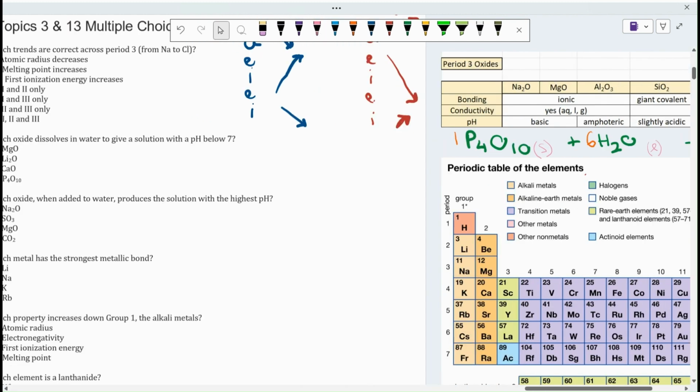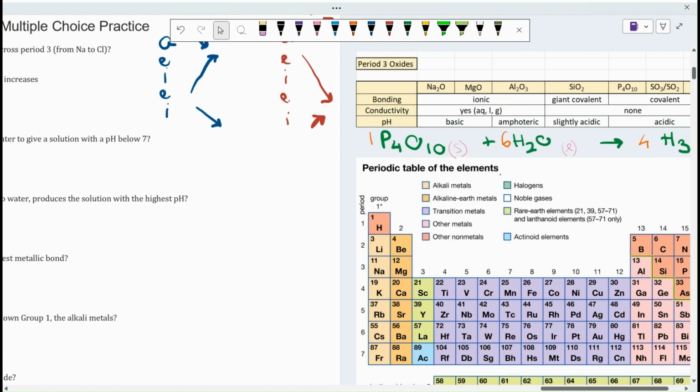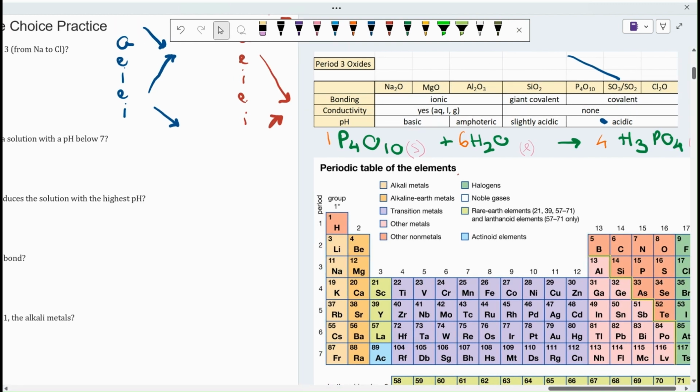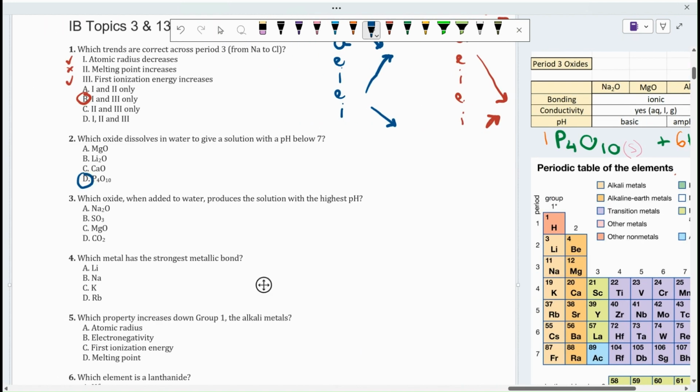But coming back to the question, which one dissolves in water to give a solution with a pH below 7? We're looking for something acidic. So it will be something from this end, acidic. And out of our options, what works is the P4O10. So D. Number 3, highest pH. Again, check the table. This will be sodium oxide.